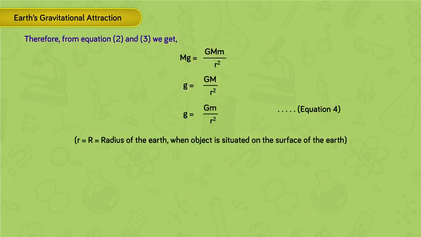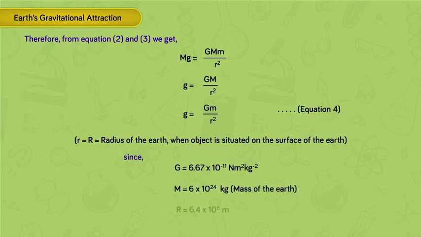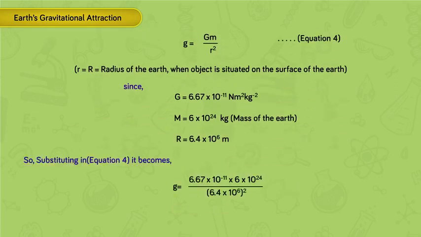When the object is situated on the surface of the Earth, since G is equal to 6.67 into 10 raised to minus 11 Newton m raised to 2 kg raised to minus 2, where the mass of the Earth M is equal to 6 into 10 raised to 24, and R is equal to 6.4 into 10 raised to 6 m. So, equation 4 becomes g is equal to 6.67 into 10 raised to minus 11 into 6 into 10 raised to 24 upon (6.4 into 10 raised to 6) the whole square. g is equal to 9.7 meter per second square.